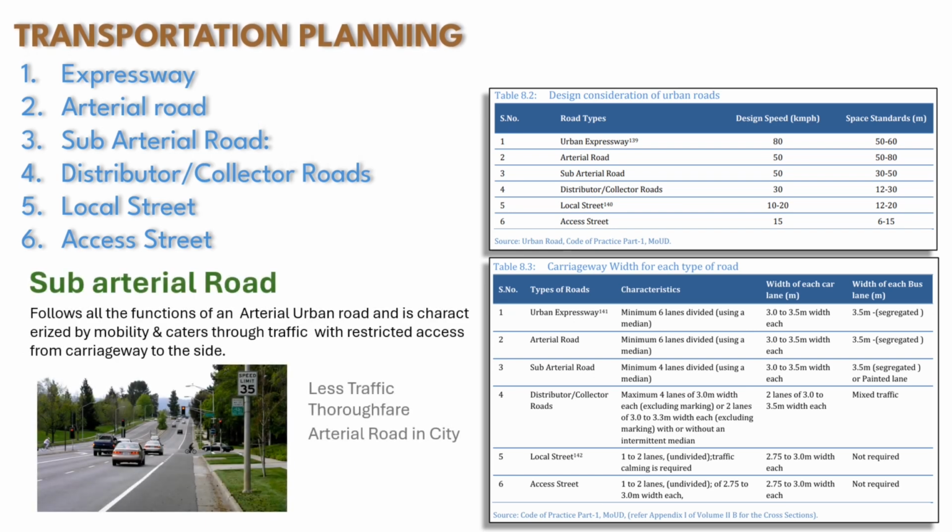Third is sub-arterial roads. These roads follow all the functions of arterial roads but generally carry lesser traffic volume. Such roads allow local or collector roads traffic to access arterial road. Like arterial roads, their design speed is 50 km per hour, but road width is limited to 30 to 50 meter. Also, they generally have 4 lanes with a median.